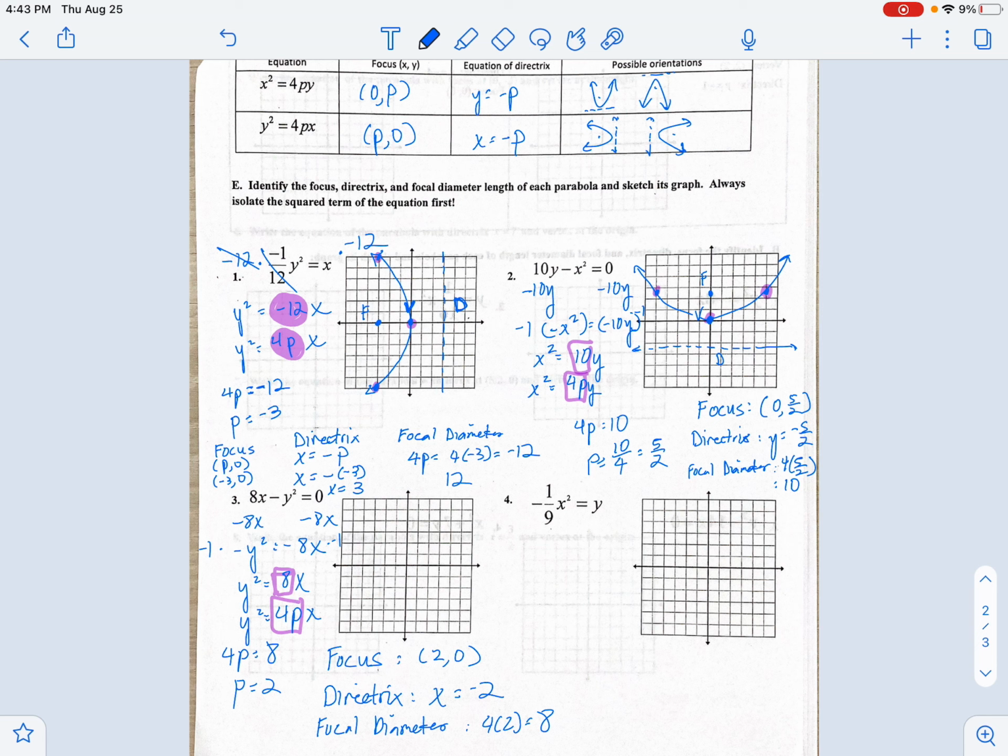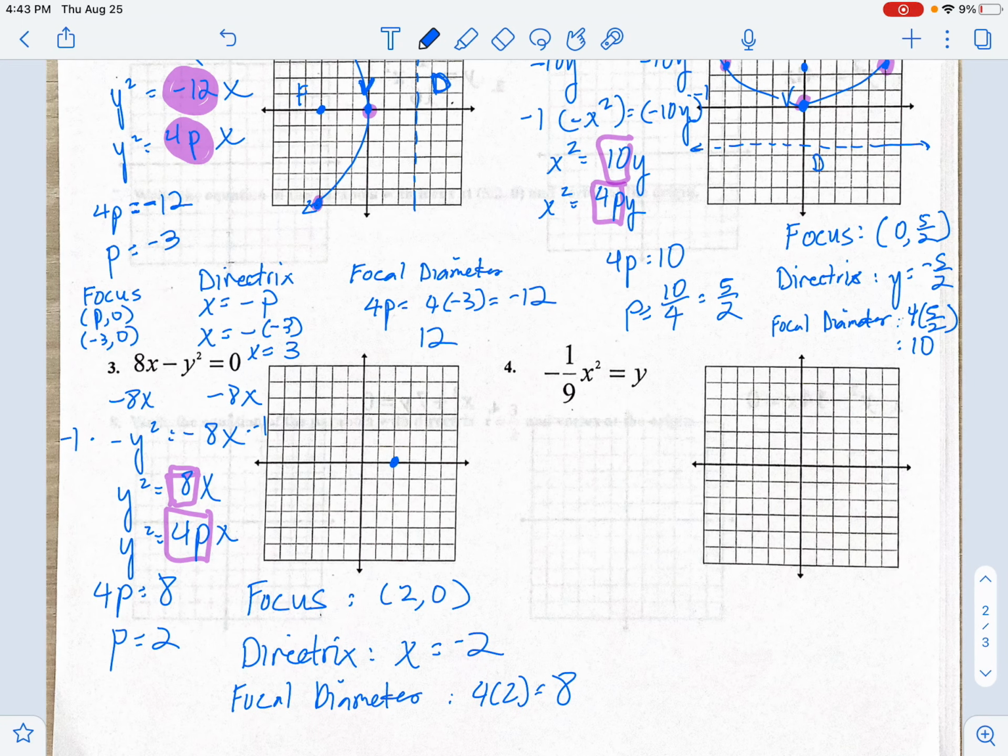Focus is at 2, 0. Directrix, x equals negative 2. Vertex in between these two things with my focal diameter as 8. So finding my focus, going 4 spaces up and 4 spaces down. And there you go, that's my parabola.